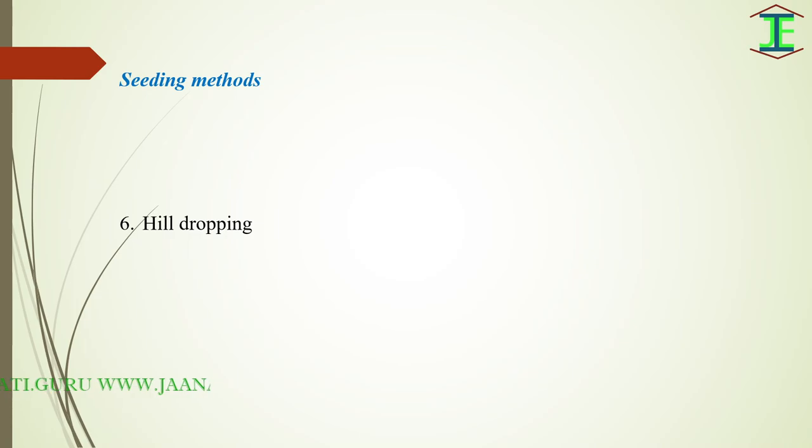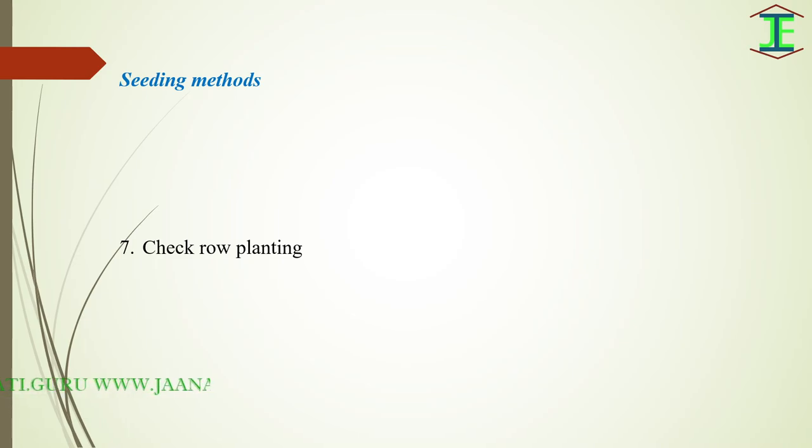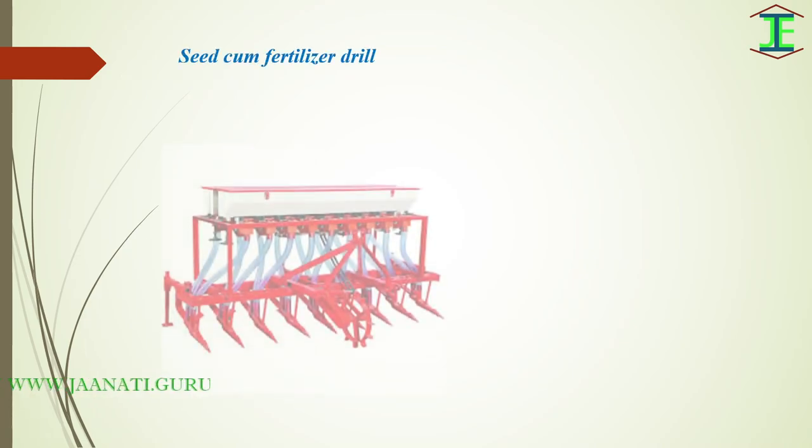Next one is hill dropping. Hill dropping is a method in which seeds are dropped at fixed spacing, not in a continuous stream. With a fixed spacing, the seeds are sown. We will maintain plant to plant spacing in this hill dropping. Next one is chakro planting. In chakro planting, plant to plant and row to row spacing is maintained. The machine which is used for this is called a chakro planter. In this method, seeds are planted very precisely along the straight furrows.